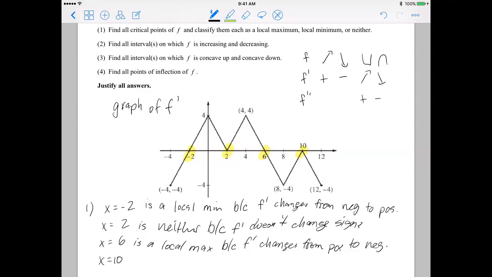Okay, and then at x equals 10, I also see what was going on at x equals 2. There is not a sign change in the derivative, so I'm going to say that x equals 10 is neither because f prime does not change signs. Okay, so that completes number 1, so now we can move on to number 2. We want to find all intervals on which f is increasing or decreasing.